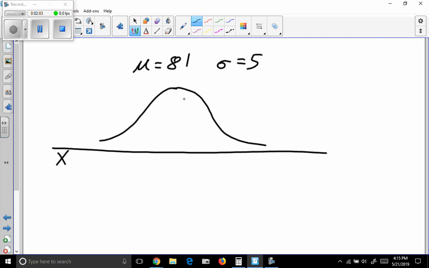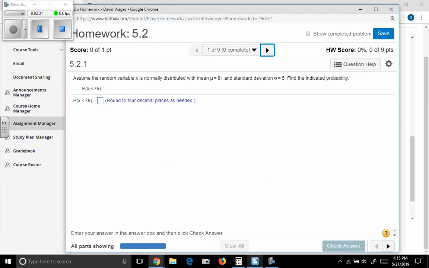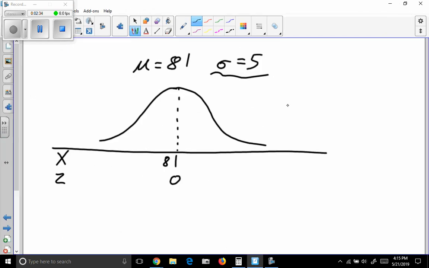So in terms of our x values, our mean 81 is in the middle, and then this describes how wide it is. So let's convert those into Z values. Remember that in terms of Z, 81 is at the mean, so it is 0 standard deviations away. So our question is, what is the probability of selecting an x value that's less than 76?